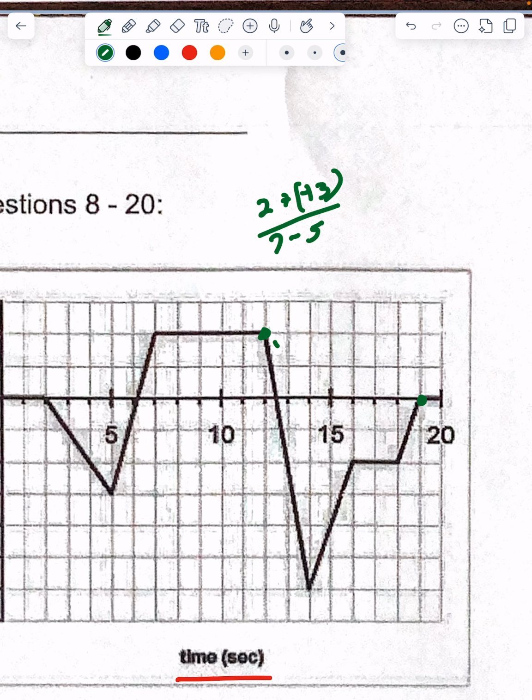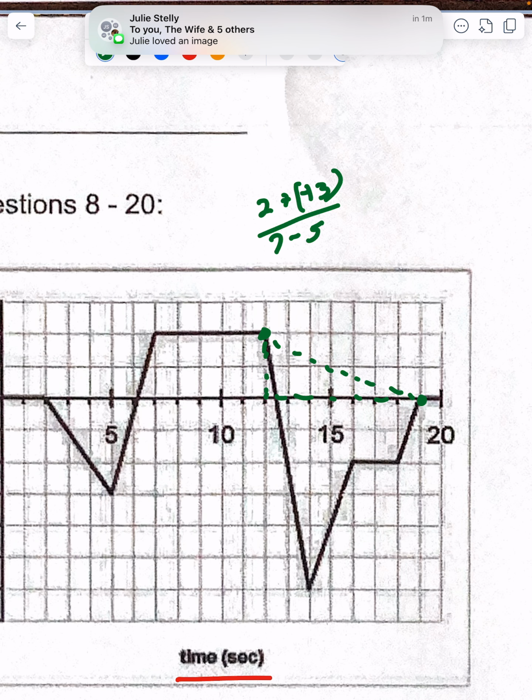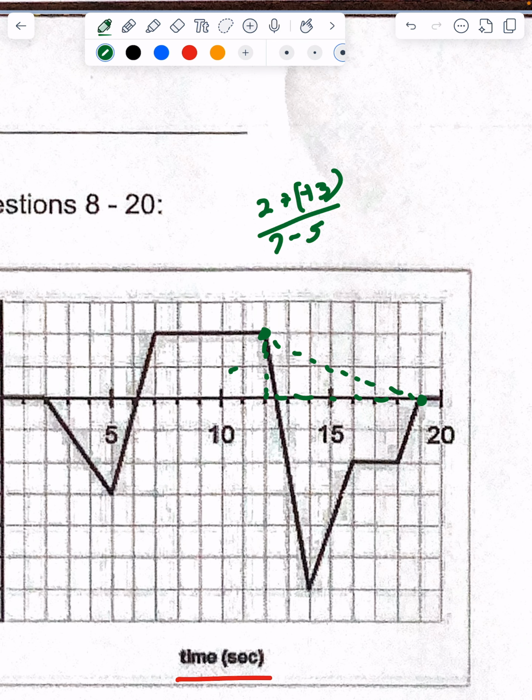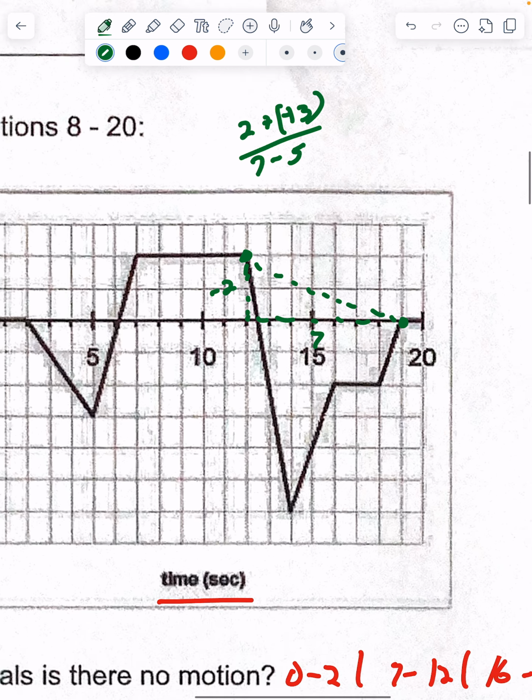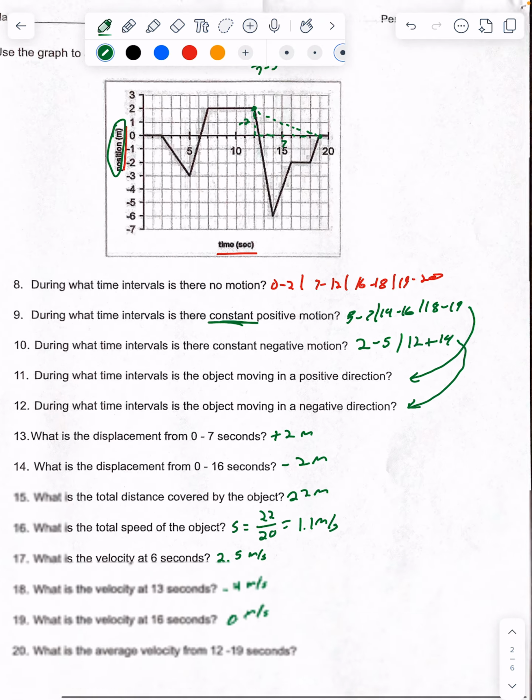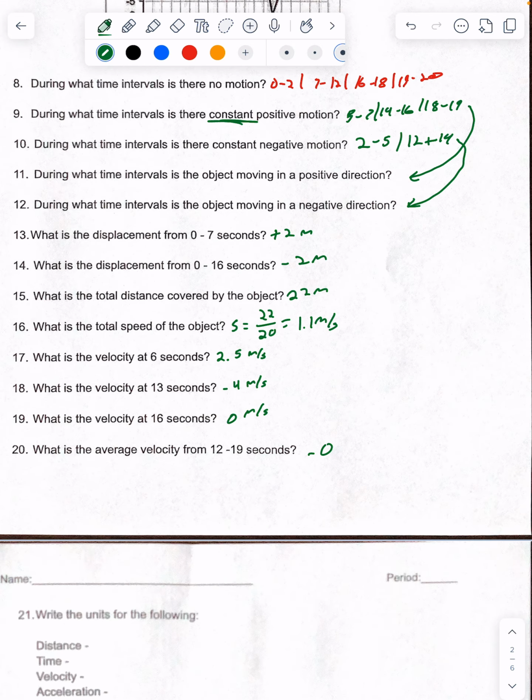You could just connect the 2 points and find the slope of the line. Okay, so you could draw your little triangle right here. So you went down negative 2. Okay, and you went over, so you went from 12 all the way to 19, so that is 7. Okay, so this would be negative 0.29, so negative 0.29 meters per second.